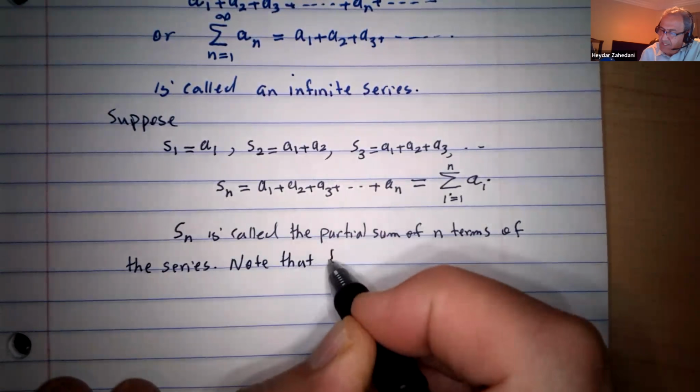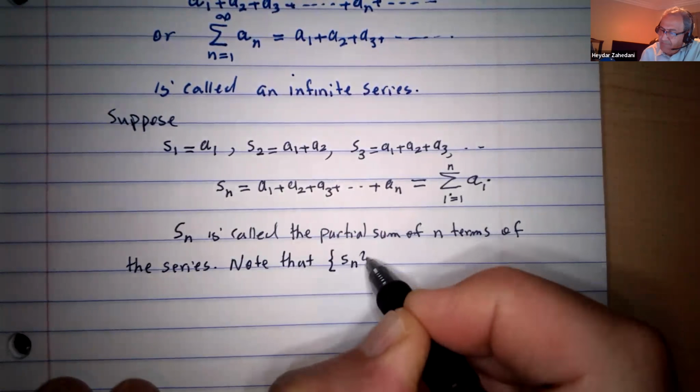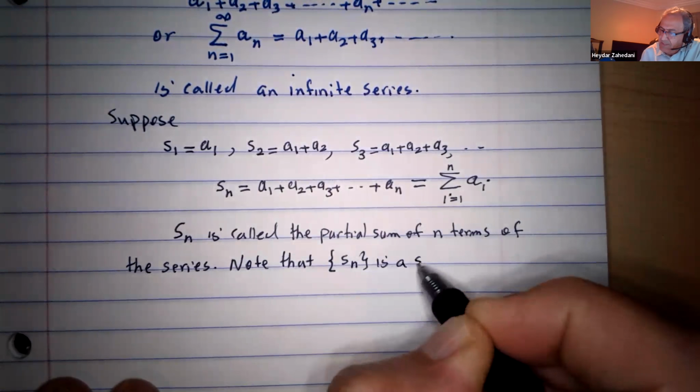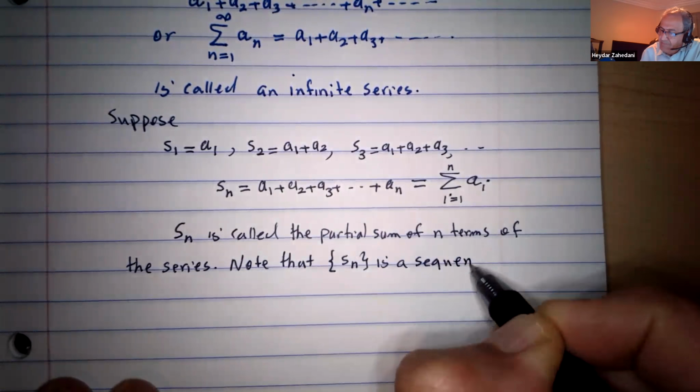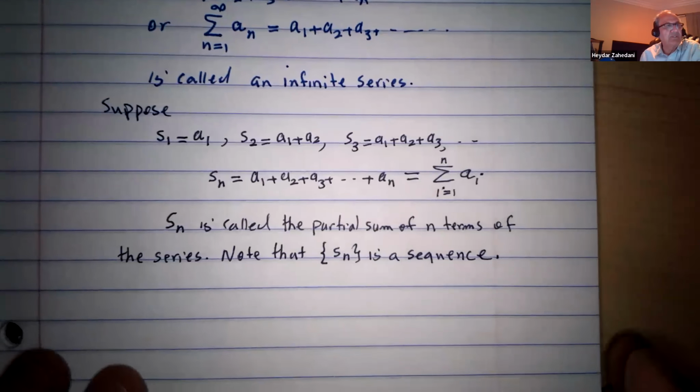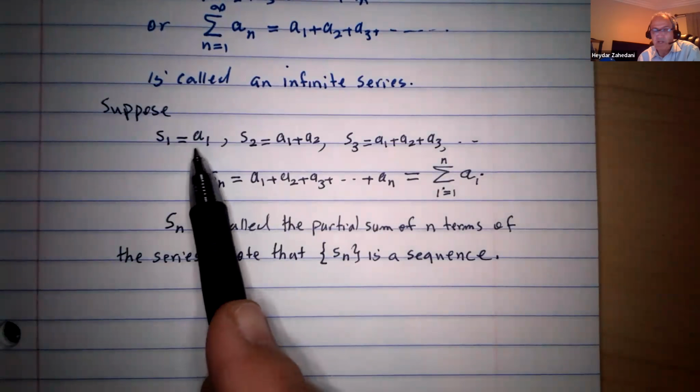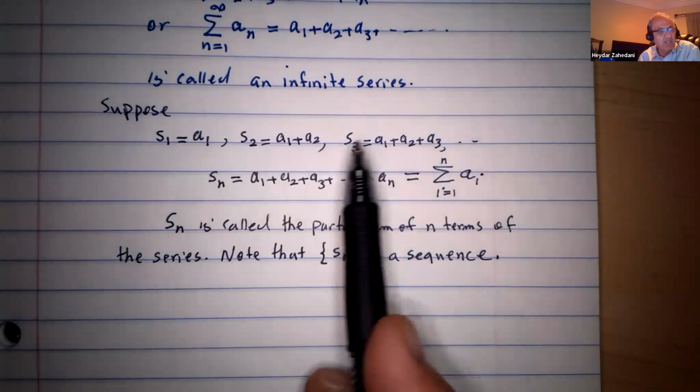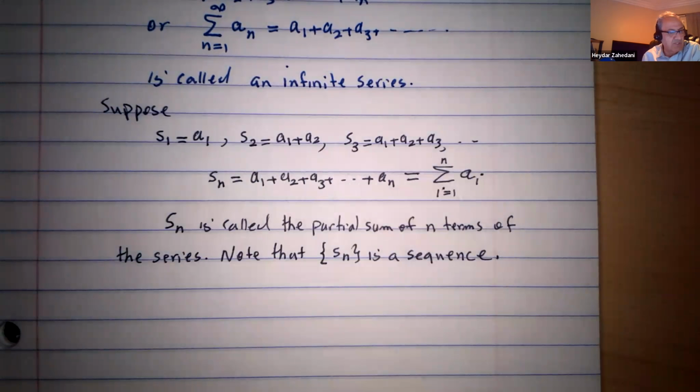Note that the Sn is a sequence. It's a sequence of numbers. It's a sequence because the first term is going to be A1, S2 is going to be A1 plus A2, etc. Getting those numbers.